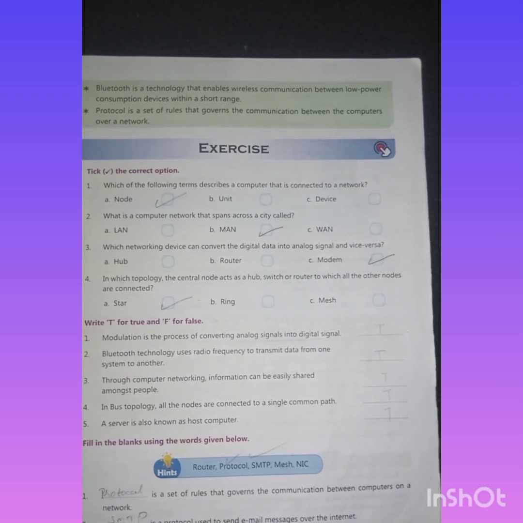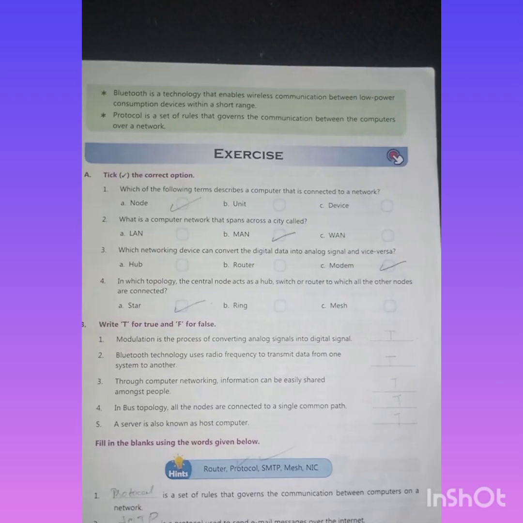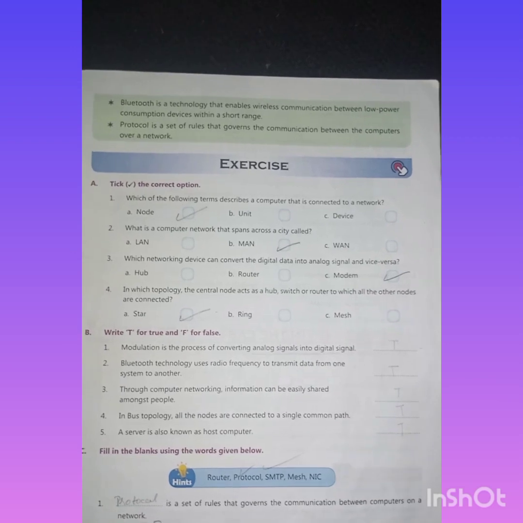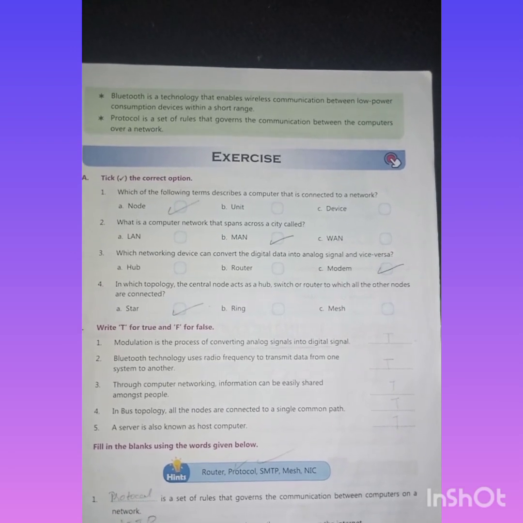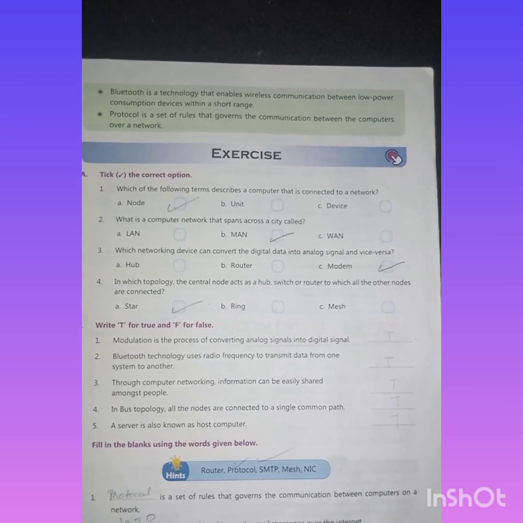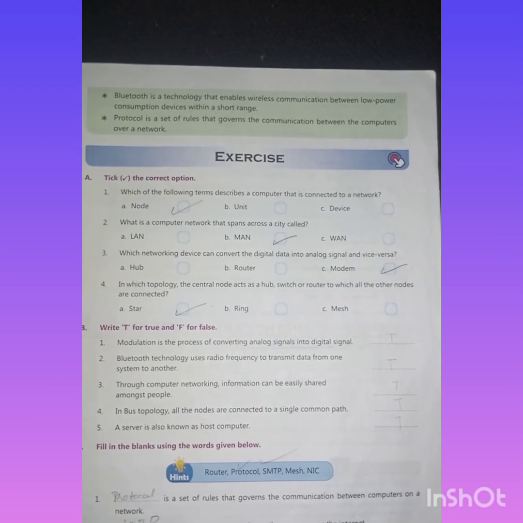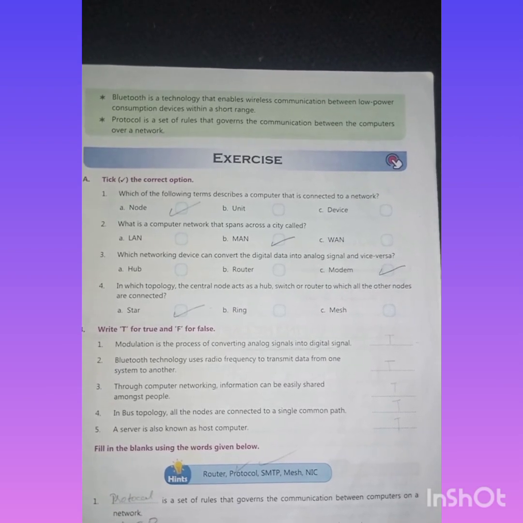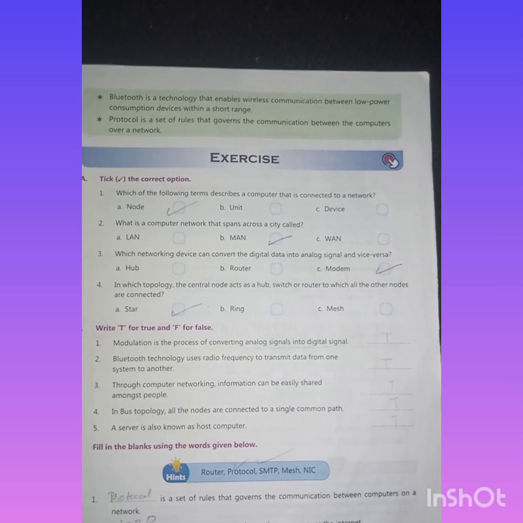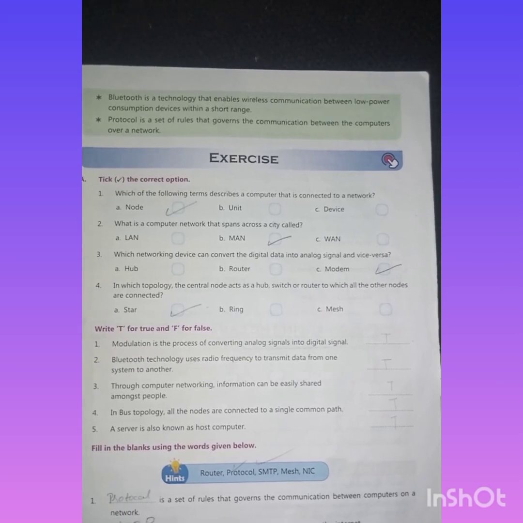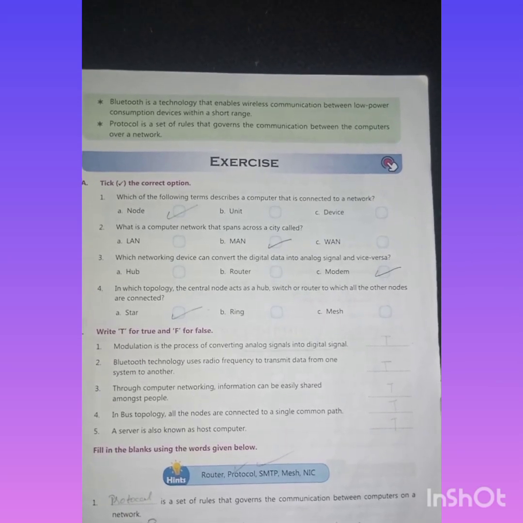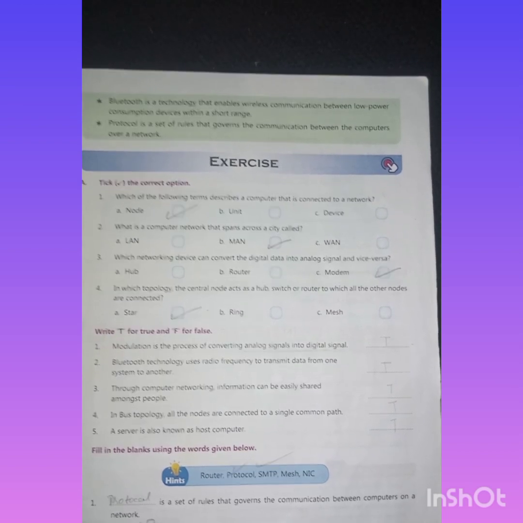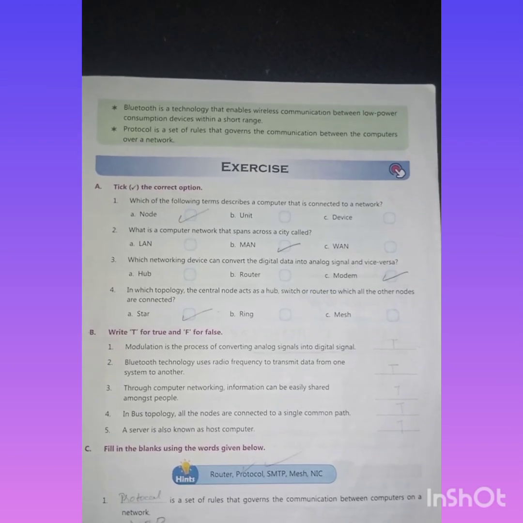Modulation is the process of converting analog signals to digital signals. True or false? True. Bluetooth technology uses the radio frequency to transmit data from one system to another system. True. Through computer networking, information can be easily shared. True. And in bus topology, all the nodes are connected to a single common path. True. A server is also known as OS computer. True. All the true or false are true.